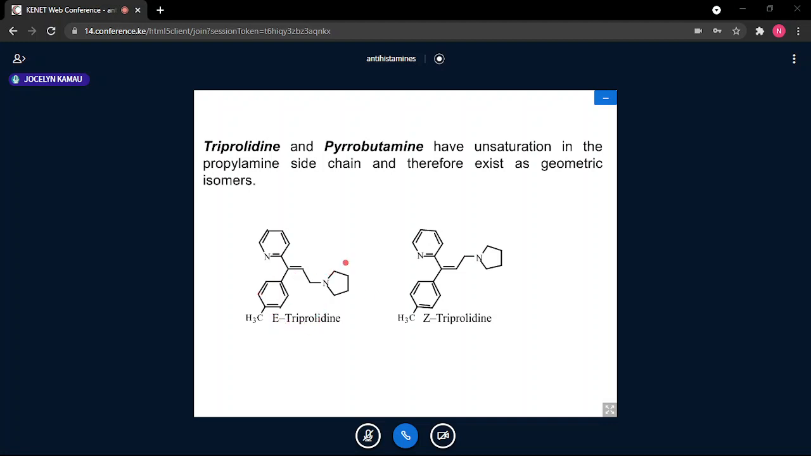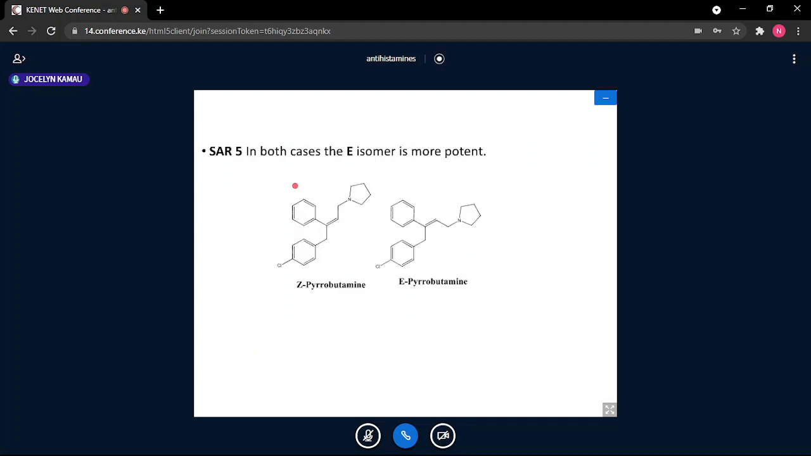So if these two rings are on opposite sides and it's the trans, that means this group, as I have said, is much, much bigger than this. So the bigger ring and that bigger ring are on opposite sides, and that is a trans isomer. Now, when we come again to the other one, triprolidine, we are saying that in both cases the E isomer is more potent. So even when we look at triprolidine, we still expect that the E isomer will be the more potent. Again, remember the E isomer is where the two big groups are on opposite sides.